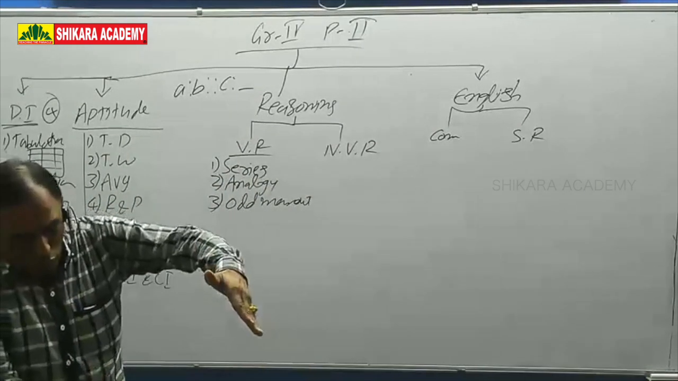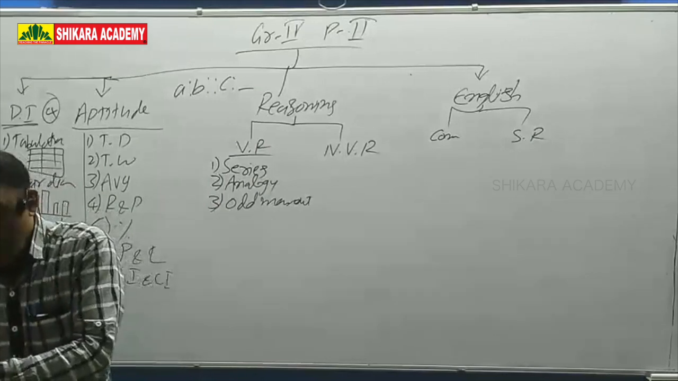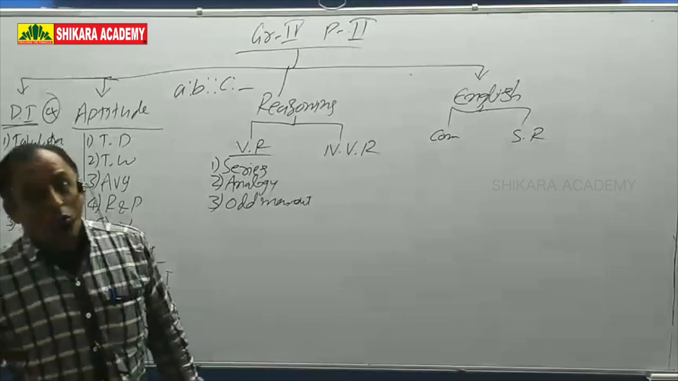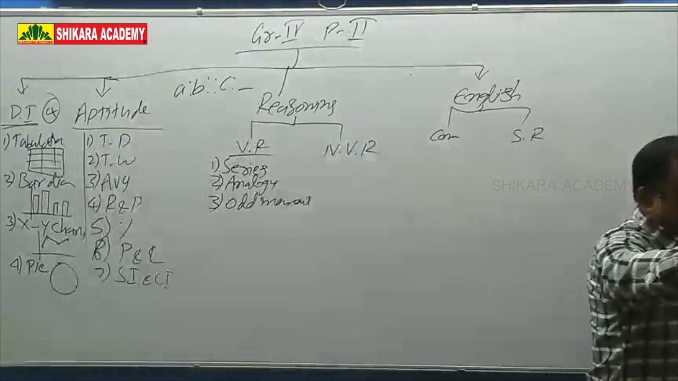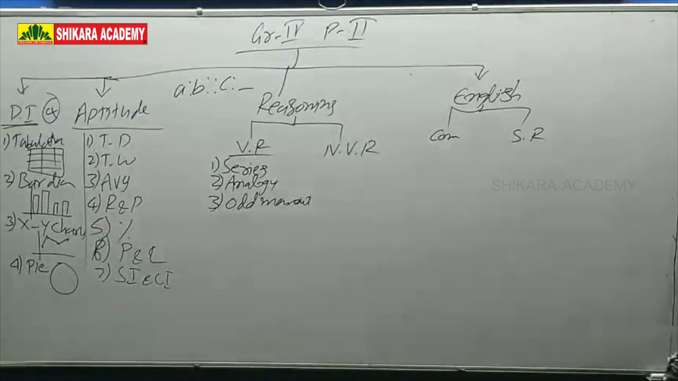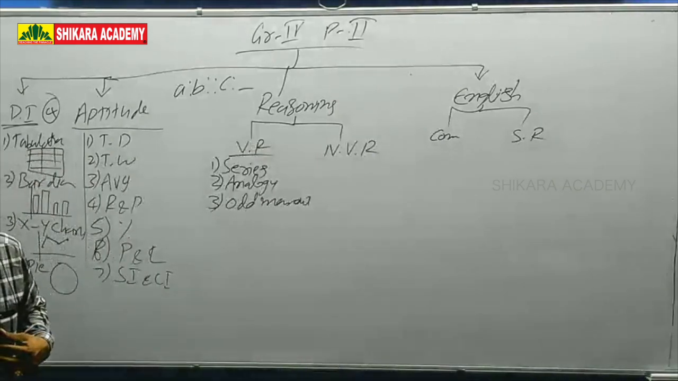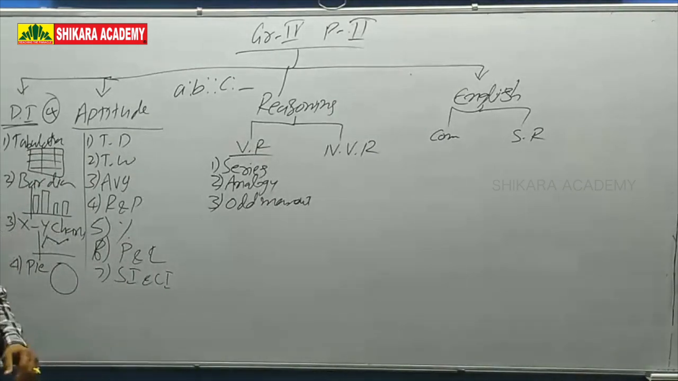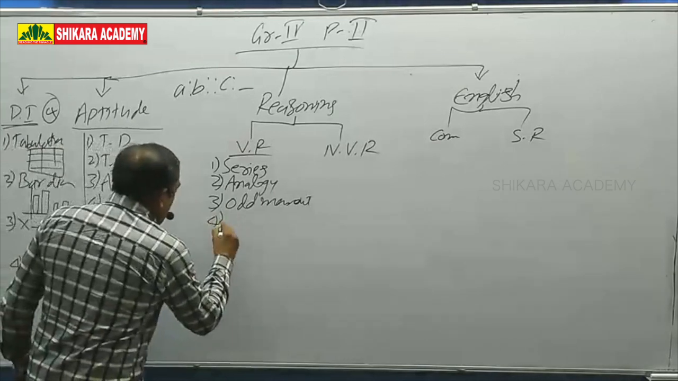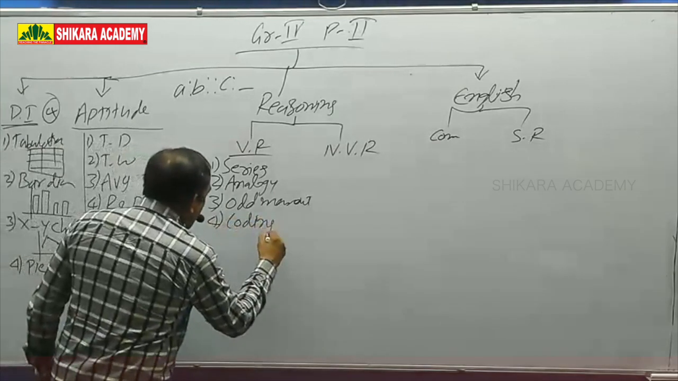Again, it is divided into 2 types: word classification and number classification. What is number classification? They will give 4 numbers. Out of 4 numbers, except 1 number, the remaining 3 numbers belong to one single family. Find the number. Okay, the next one is coding and decoding.